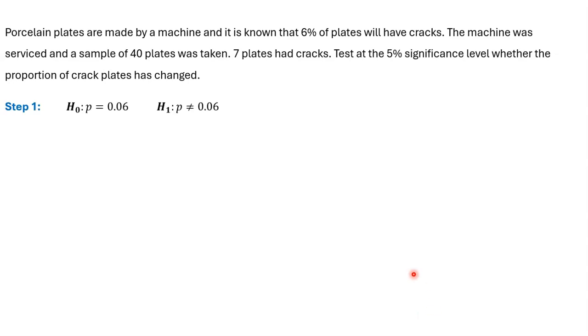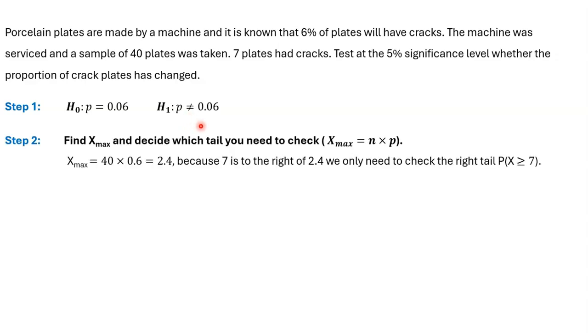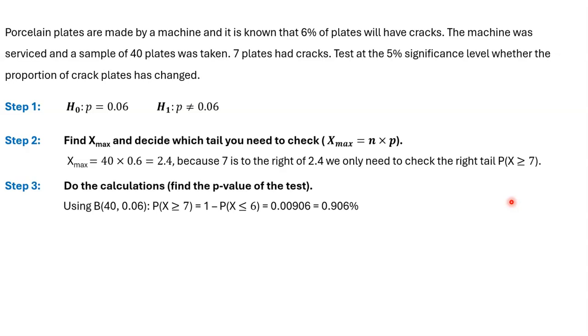So H0 must be P equals 0.06. That's the proportion of plates that will have cracks, and H1 is that P is different from 0.06. Step number 2, the X where the probability is maximum is 2.4, and because 7 is to the right, again, like in the previous example, we are only checking the right tail from 7 until the end of the distribution.